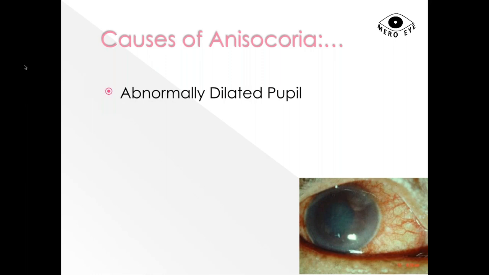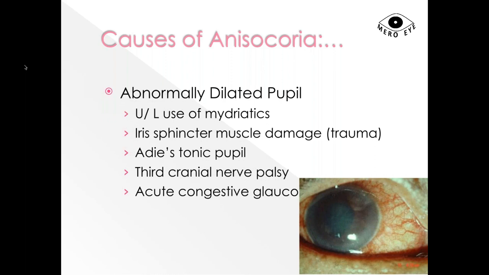Then another one is the abnormally dilated pupil. So when we see an abnormally dilated pupil, again, like in the mioced pupil, the first thing we have to think about is the use of mydriatics, because these are most commonly used, whether the patient had used atropine for some examination previously, or sometimes even used atropine mistakenly. Then second is whether the patient had a history of trauma, because after trauma, there might be sphincter muscle damage, and on examination, we might be able to see a small sphincter tear at the pupillary margin, which might lead to a dilated pupil. The third is the Adie's tonic pupil, and we'll be discussing briefly about that also later on.